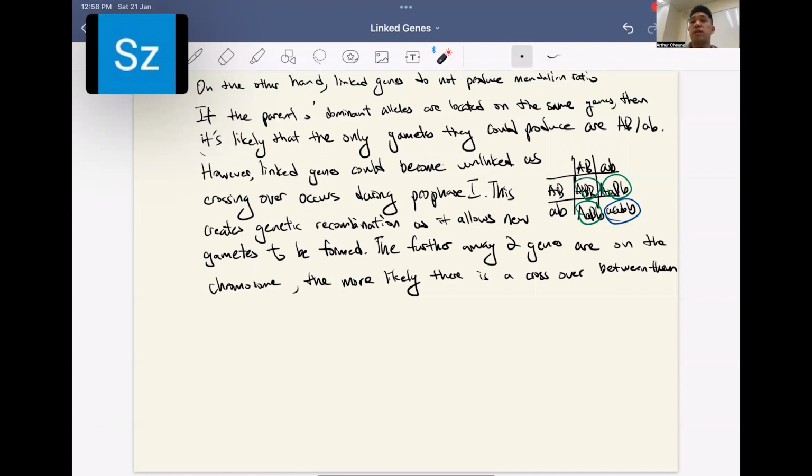You should also make a point that the further away 2 genes are on the chromosome, the more likely there's a crossover between them.